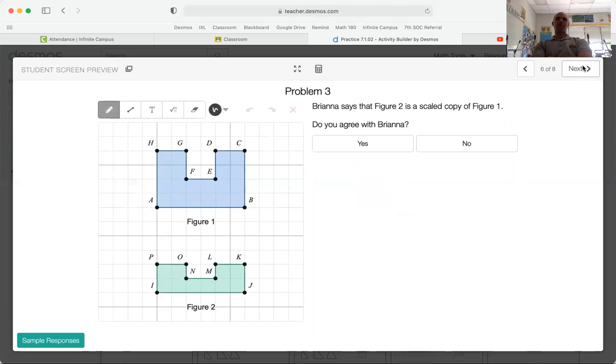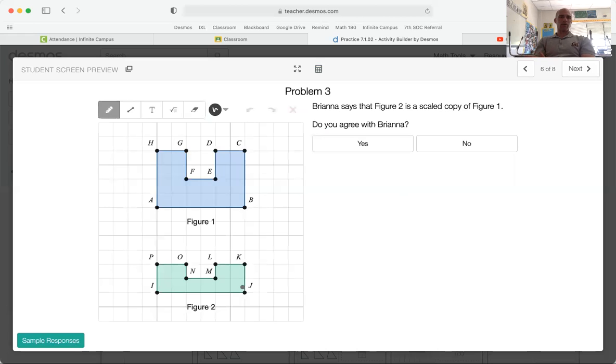Okay, Brianna says figure 2 is a scaled copy of figure 1. Do you agree with Brianna? So take a look at it for a second. So here's what I want you to notice, or what I hope you noticed about it almost immediately, is that figure 2 is the same width as figure 1, but it's shorter.